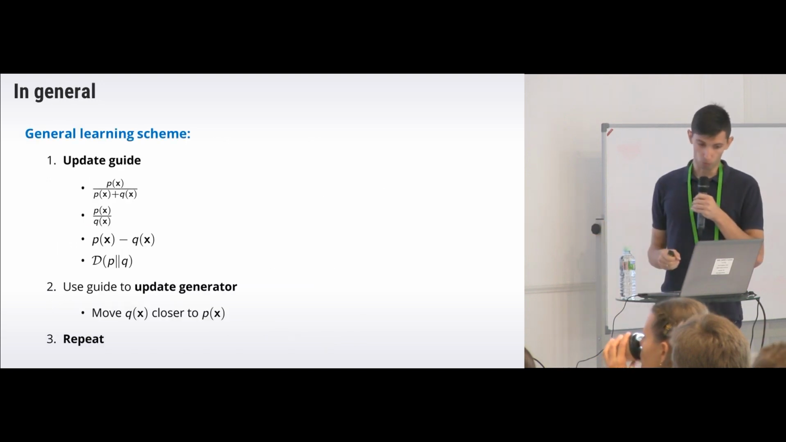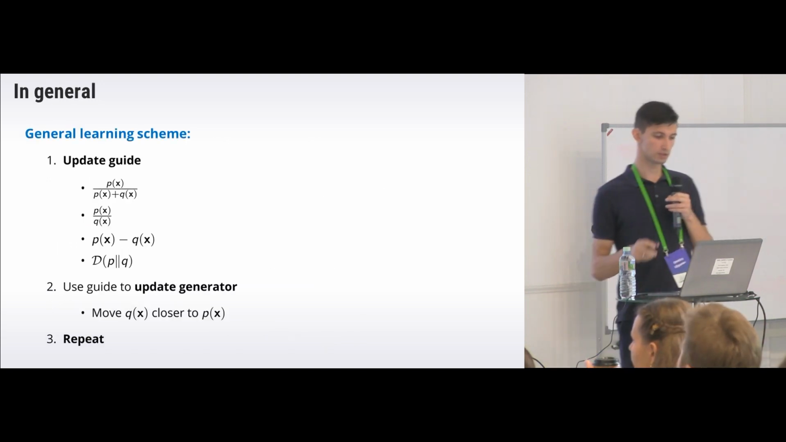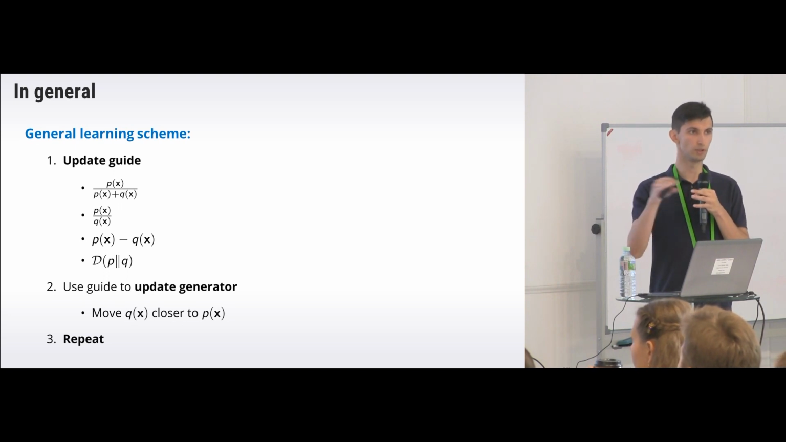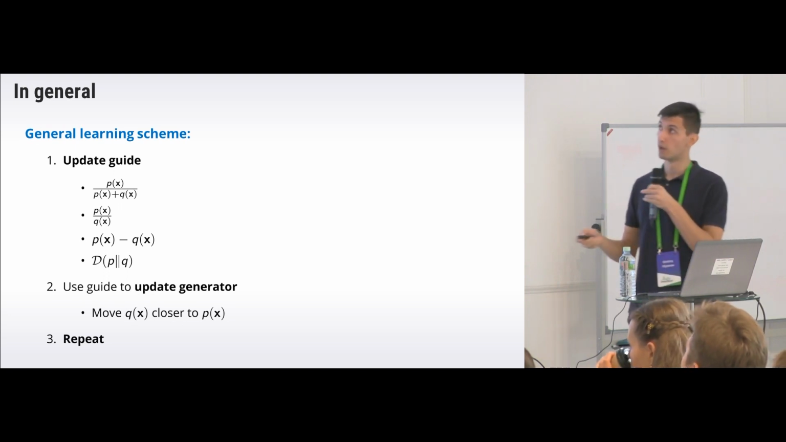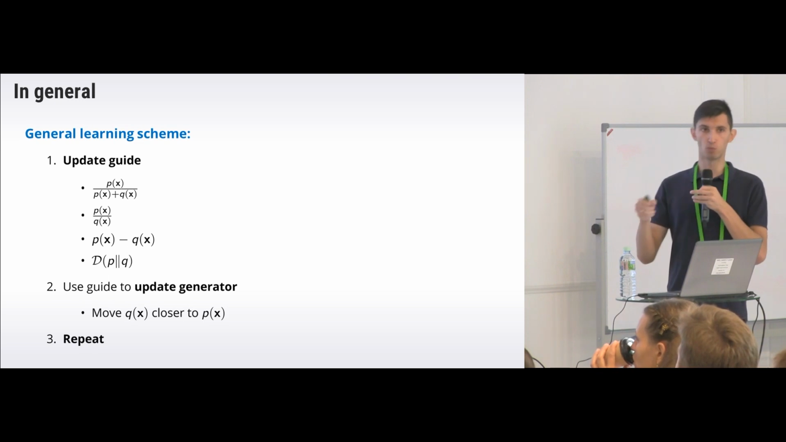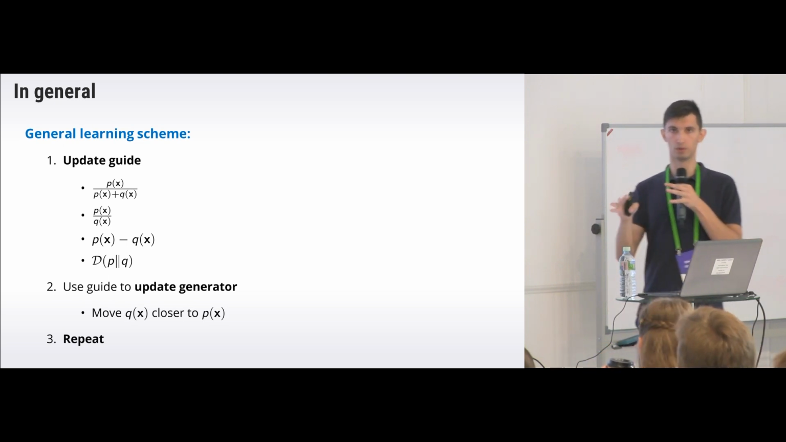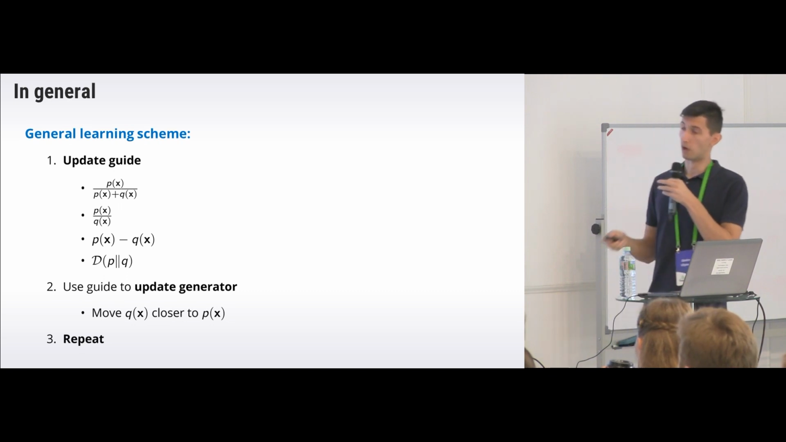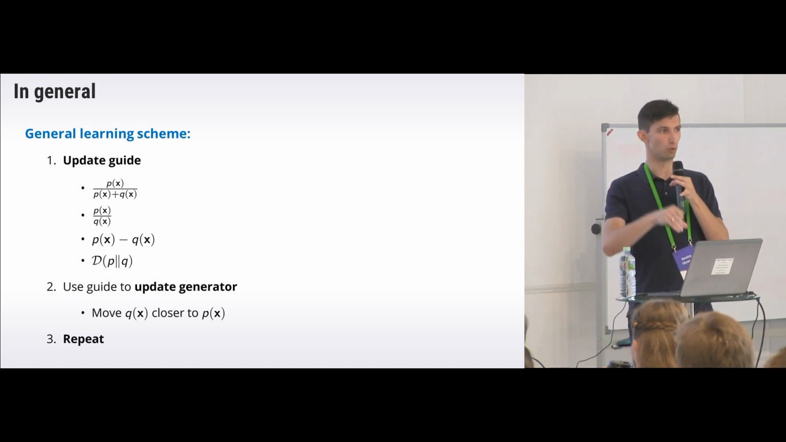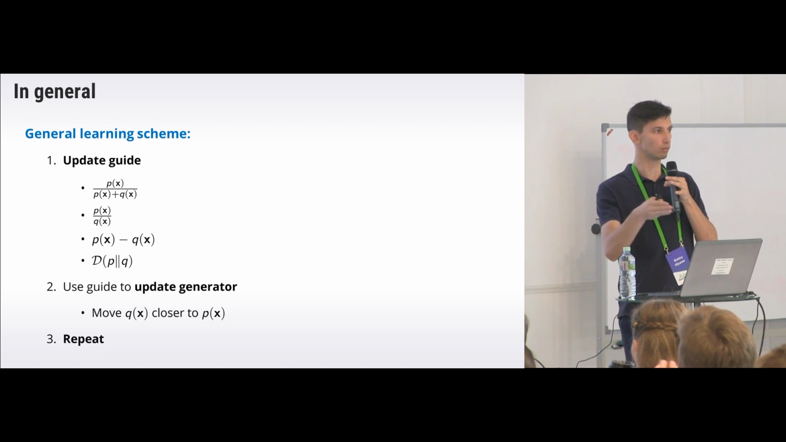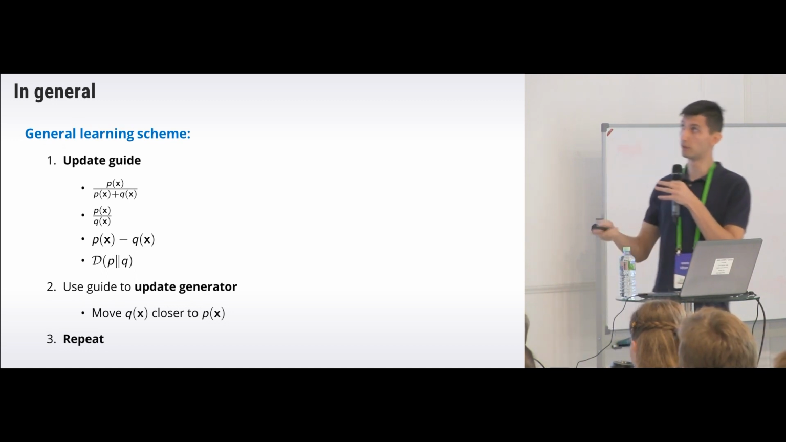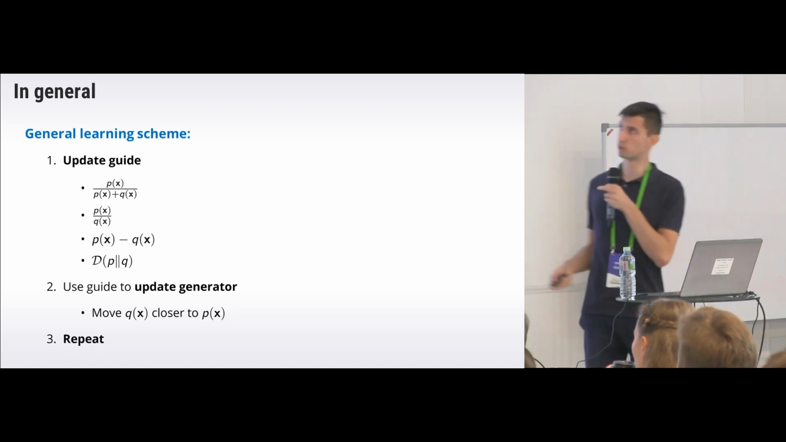Okay, what I want to tell you is that it's not the only option to construct a learning procedure for the generator. The first step where we train the classifier, we can actually replace with entirely different things. It should be just guidance for the generator. It should provide a meaningful gradient for the generator. So let's take a look at several examples.